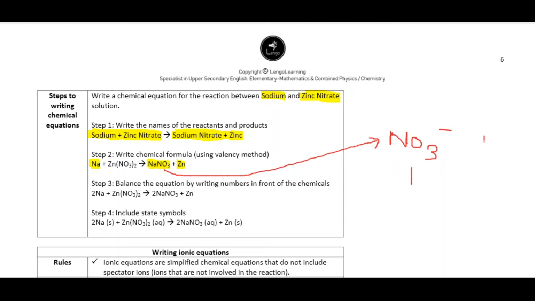Sodium actually is a metal. It actually exists as Na plus because it is in group 1, so you know that it has a +1 charge, and therefore it has a valency of 1. Nitrate ion is given in the table, it has an overall charge of -1, so its valency is also 1. So when I cross it, it will still be 1, 1, and therefore it is just NaNO3.